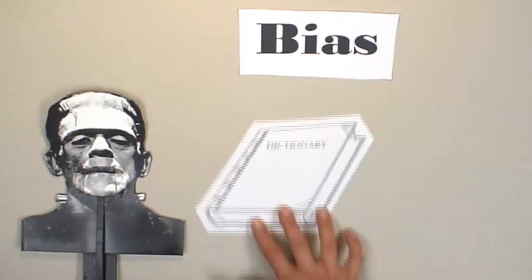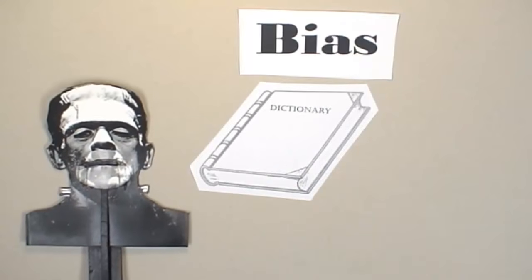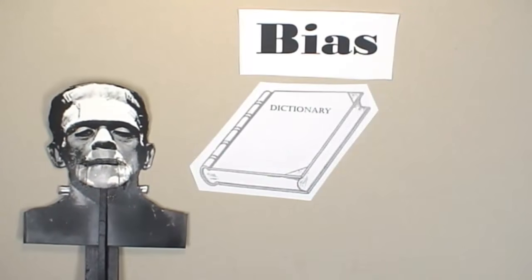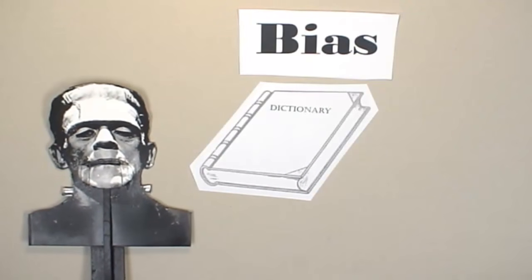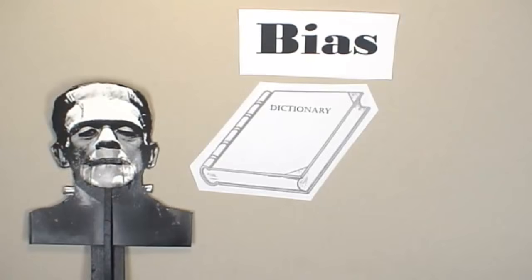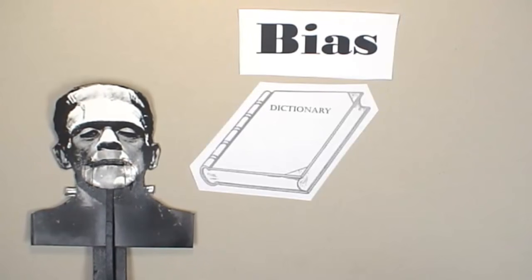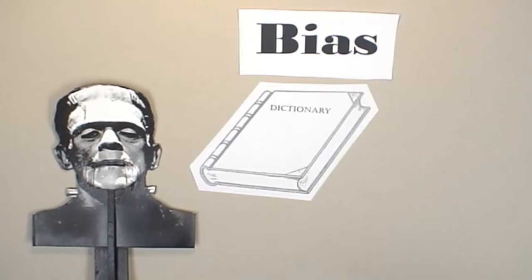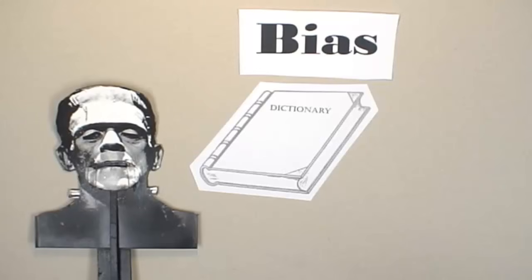So what is bias? The dictionary tells us that bias is non-objectivity, one-sidedness, a personal and sometimes unreasoned judgment, prejudice or inclination for or against something. Does that help?